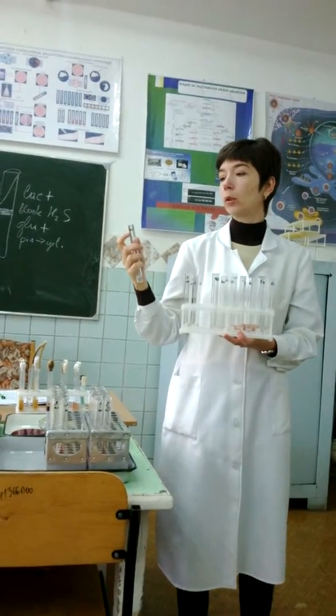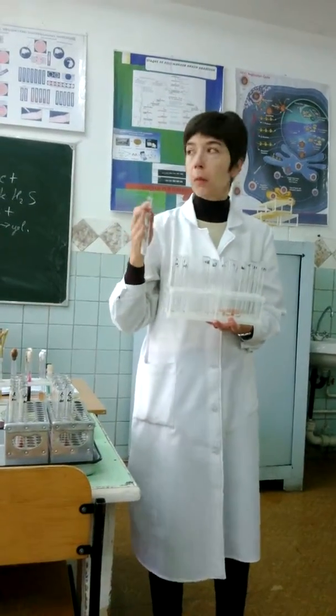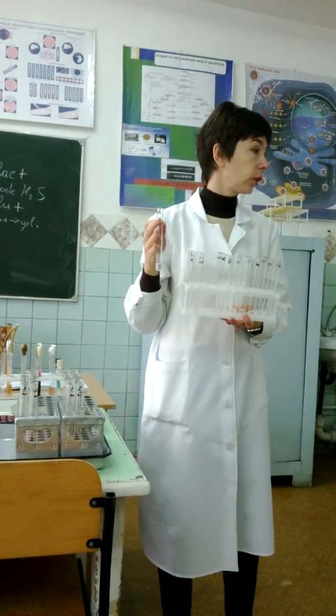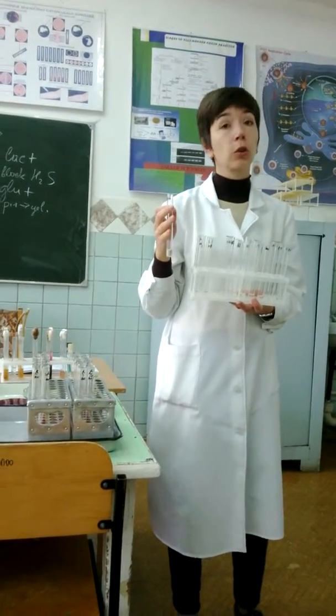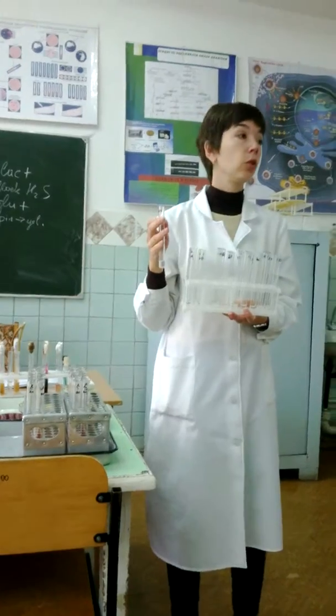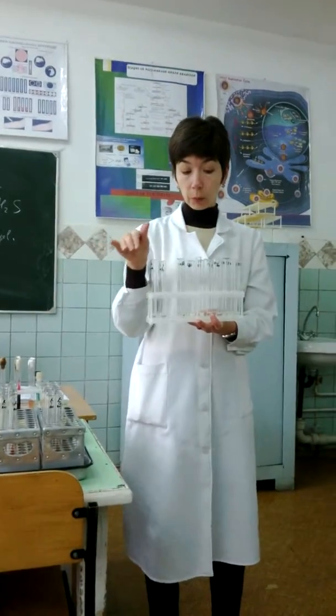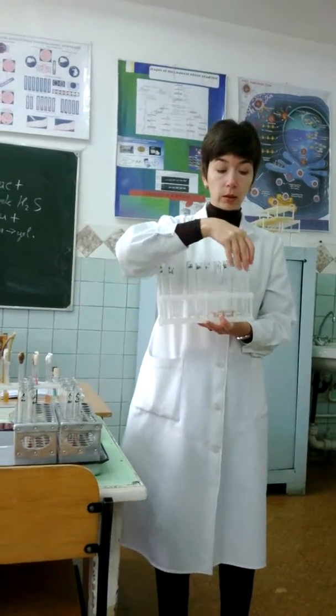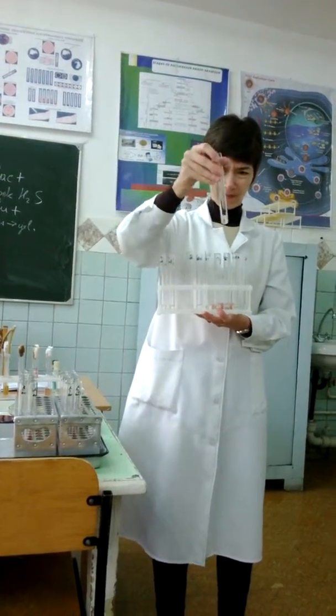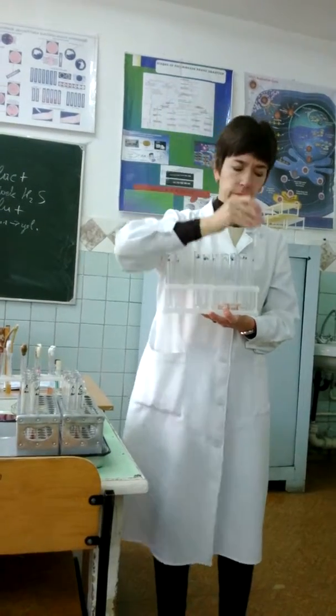The largest dilution in which positive results are present is called the titer of antibody. It means 1 to 100. It's the titer of antibody. Maybe this patient has typhoid fever, but for confirmed diagnosis it is necessary to repeat this experiment after 10 days, 2 weeks, and count the titer of antibody again.